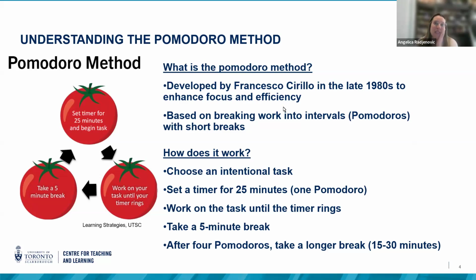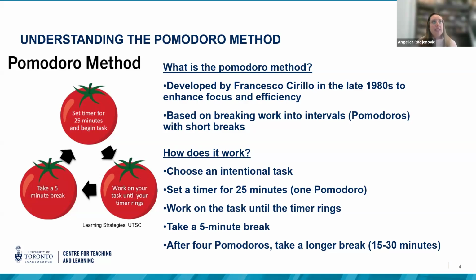So moving into understanding what it is. The Pomodoro method was developed by Francesco Cirillo in about the late 1980s to enhance focus and efficiency. He was a university student who felt that it was really hard to focus. He was in his kitchen and he noticed the tomato timer. That's what a pomodoro is in Italian, a tomato. He set the timer, and he found that when he worked for the amount of time that he set, he was able to be more efficient and work more productively.